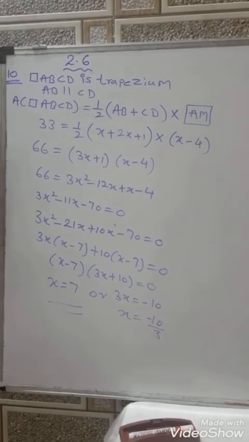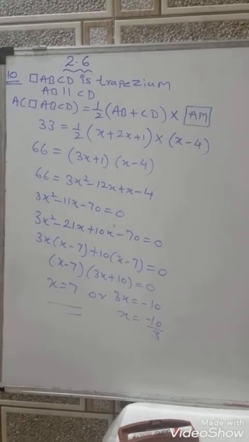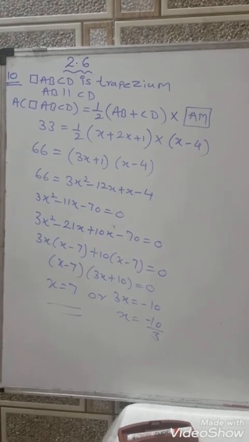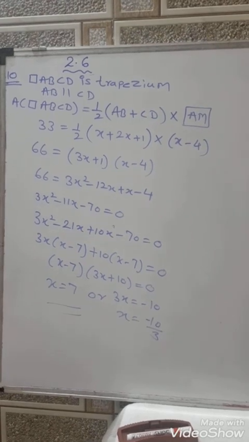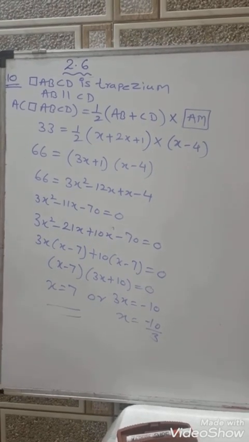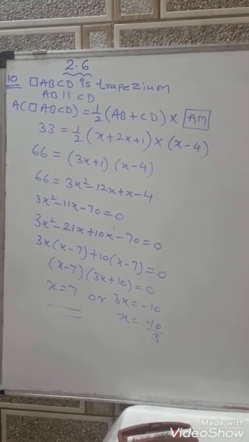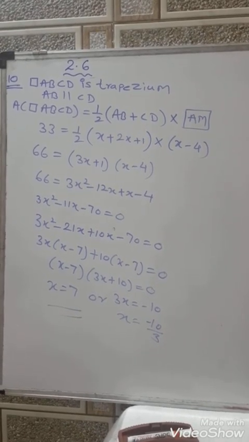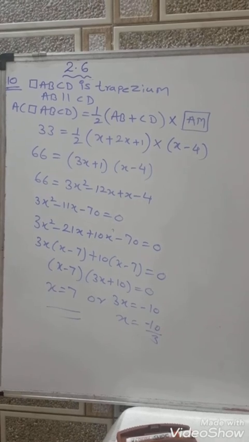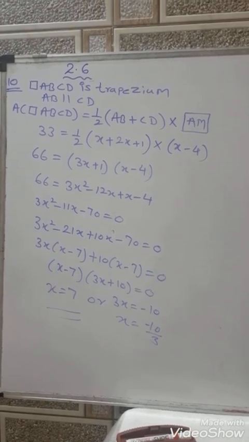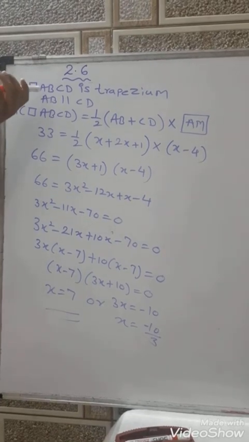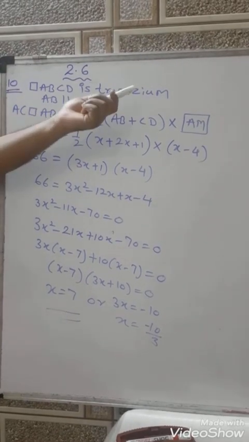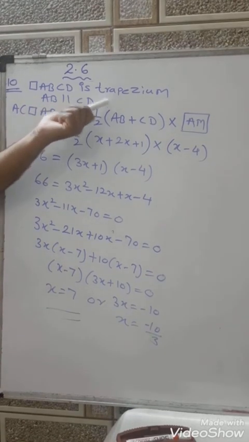Now the 10th one. In the adjoining figure, ABCD is a trapezium. AB is parallel to CD and its area is 33 centimeters square. From the information given in the figure, find the length of all sides of the trapezium. Fill in the empty boxes to get the solution. So it is an activity based question. ABCD is a trapezium. AB is parallel to CD.